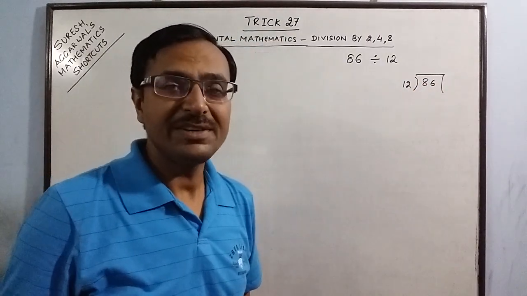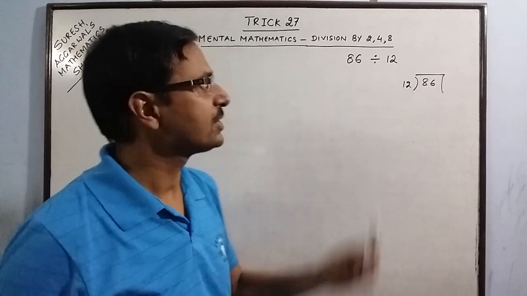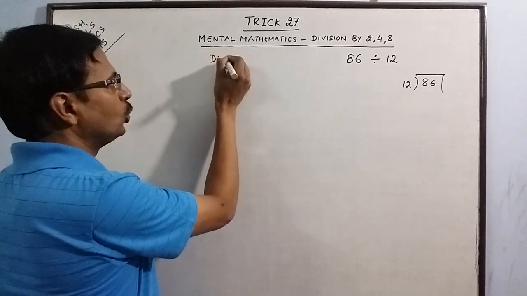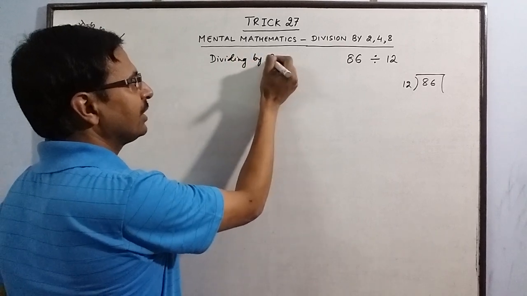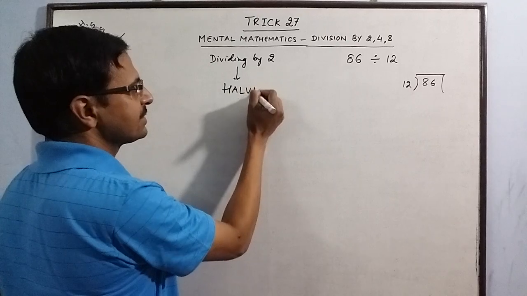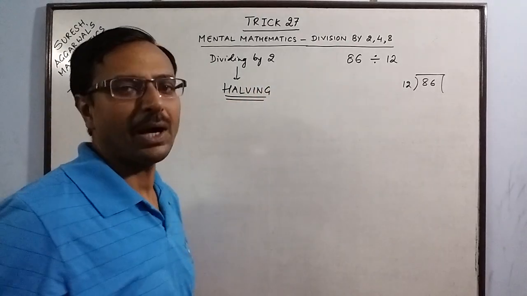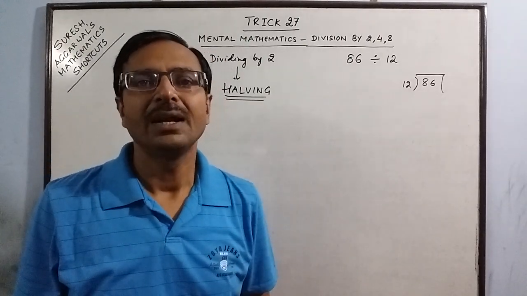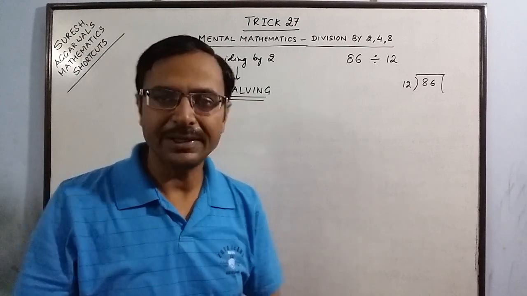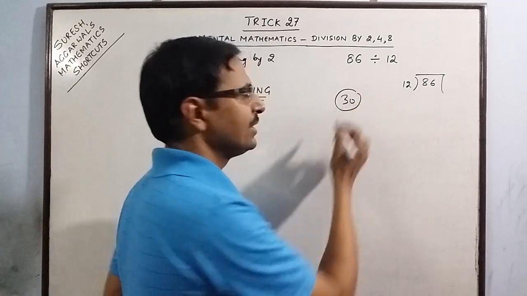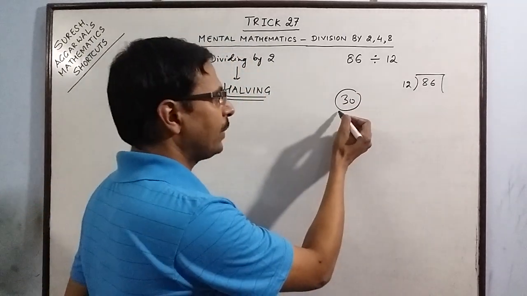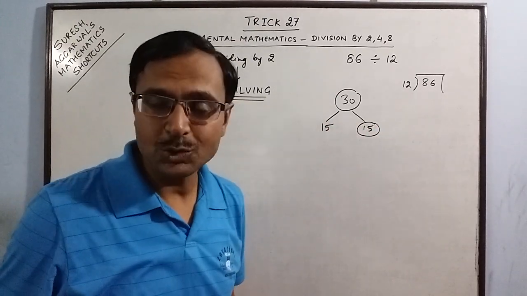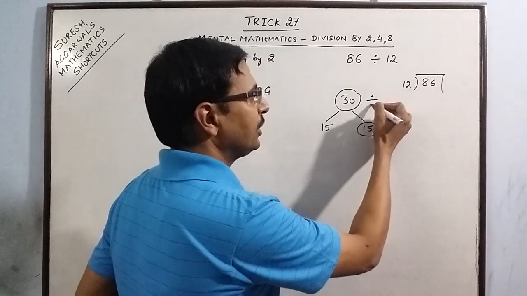Now, when we start division, we start it with basic numbers like 2, 3, 4 and so on. So, if I say dividing by 2 is nothing but halving, that is splitting a number into two equal parts. That is the meaning of dividing by 2. So, if a child knows that I have to make two parts of 30, he will tell you on the spot that two equal parts of 30 will give you 15 each. And you have to tell them that actually you have divided 30 by 2.